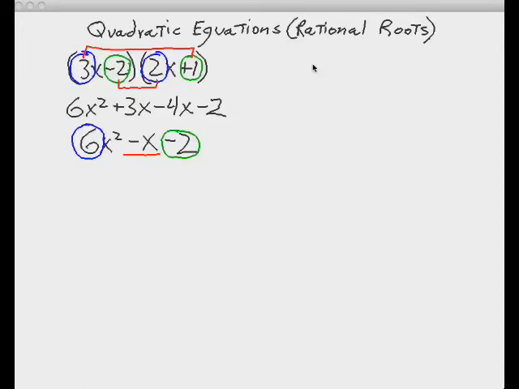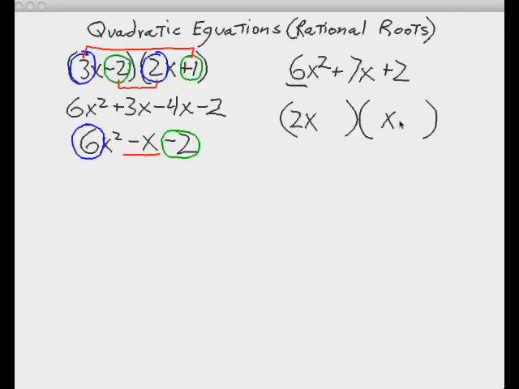So let's take a look at 6x squared plus 7x plus 2. All right, now when I go to try to determine what my factors are going to be, this number out here in front of x in both cases has to be the factors of 6. So we either have 1 and 6 or 2 and 3. So I'm going to try 2 and 3.